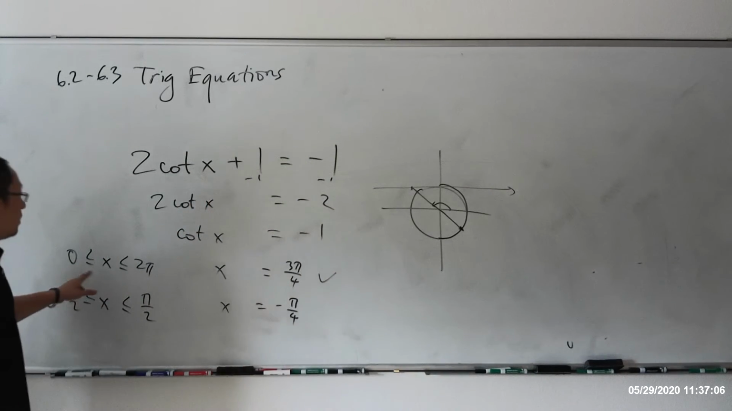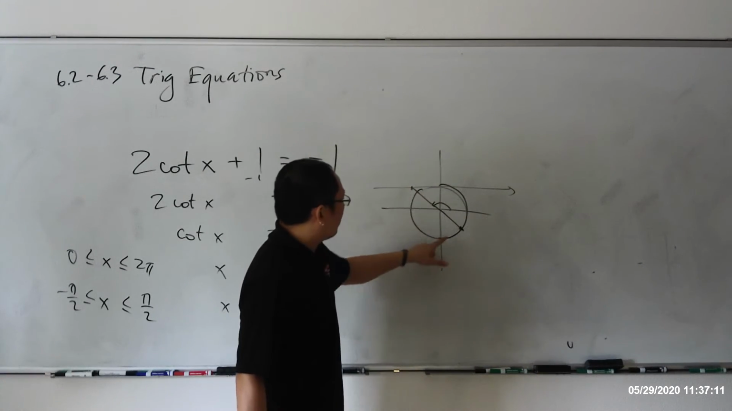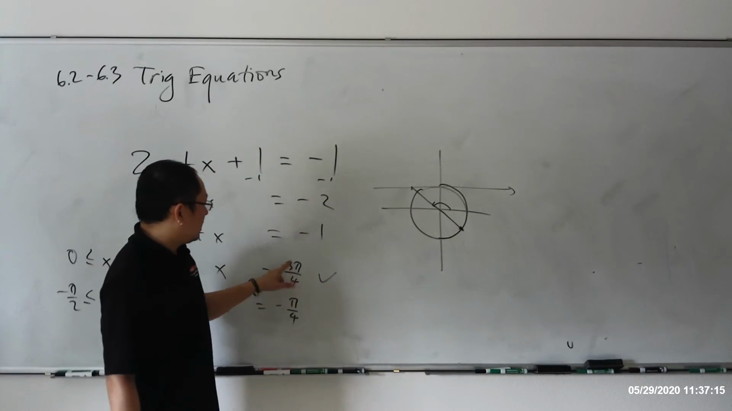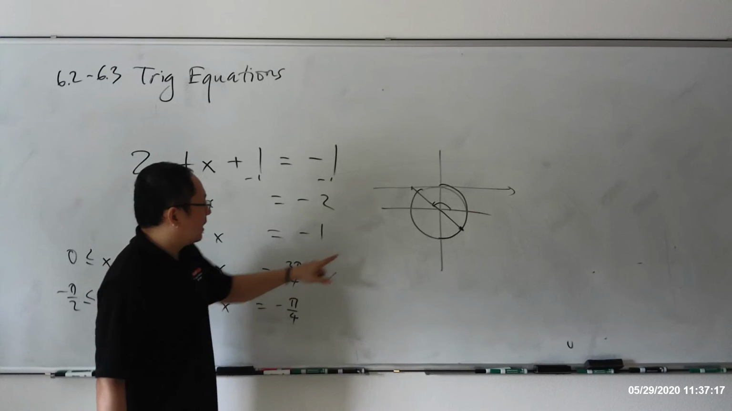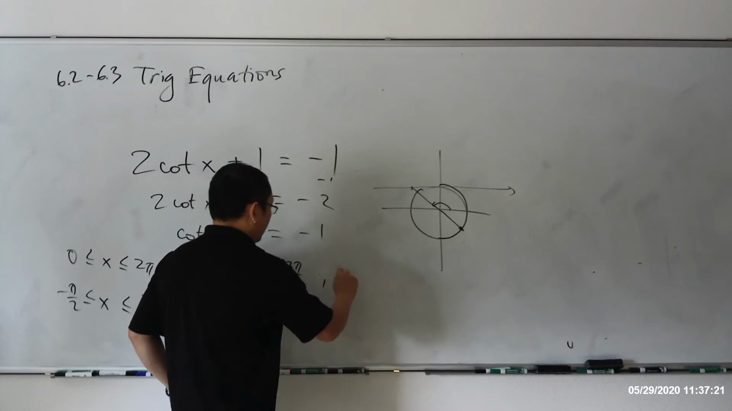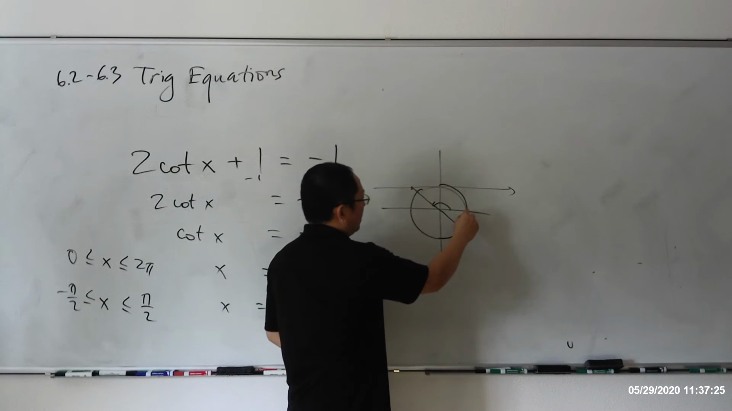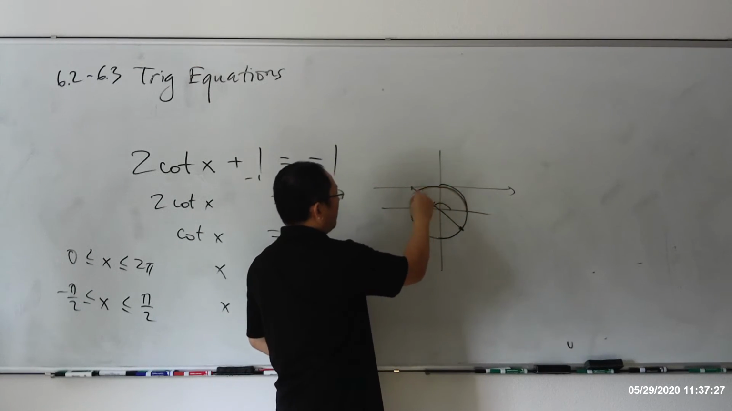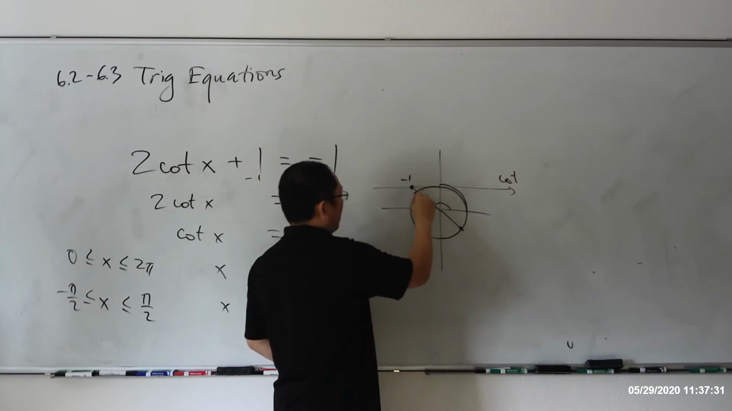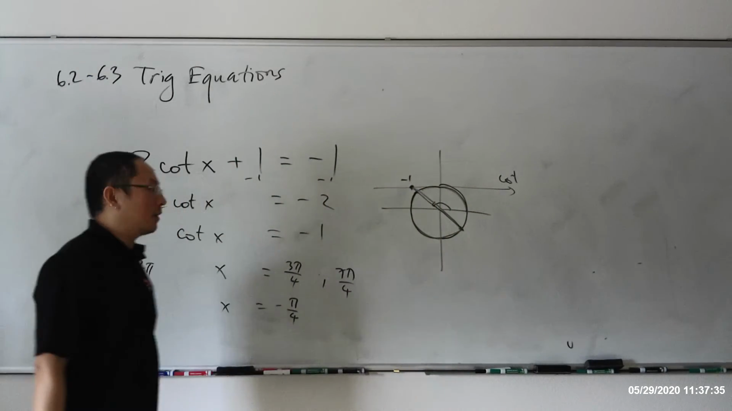Hang on. 0 to 2 pi, right? This is one answer right here. And go back here, there's another answer. For 0 to 2 pi, this is 3 pi over 4, and then 7 pi over 4. See why I got 7 pi over 4? This is 0 right here, pi over 2, 3 pi over 2. This is -1 for cotangent. And then I go all the way down here, I still have cotangent equal to -1.